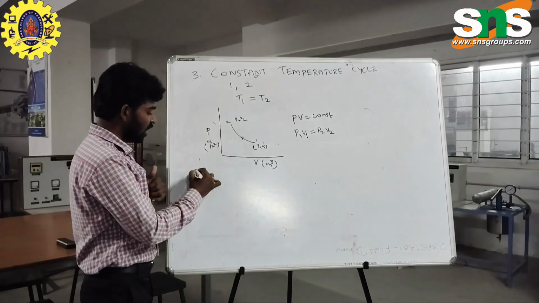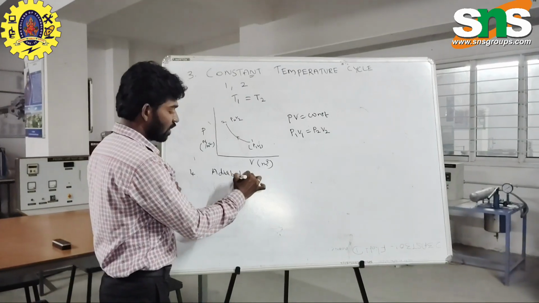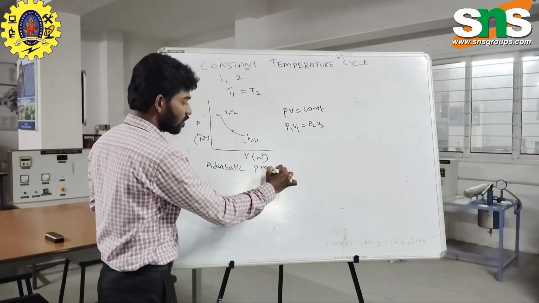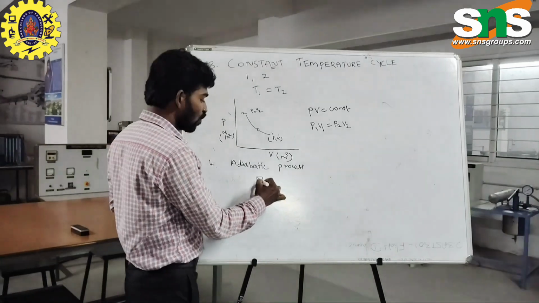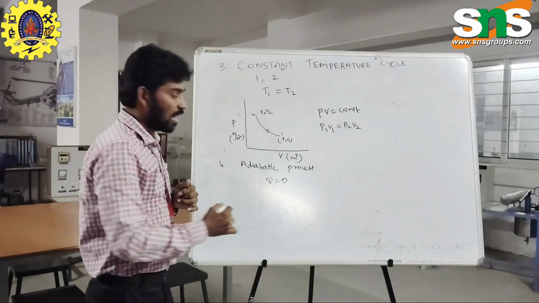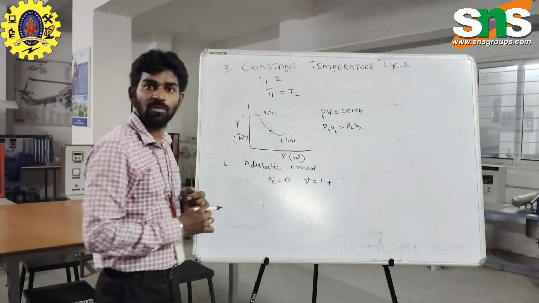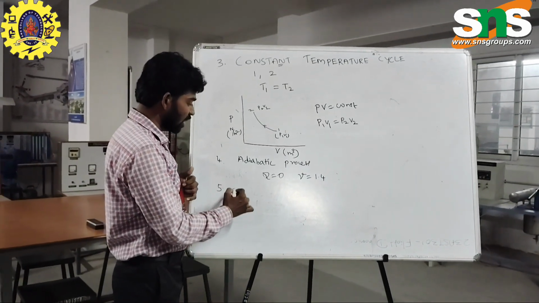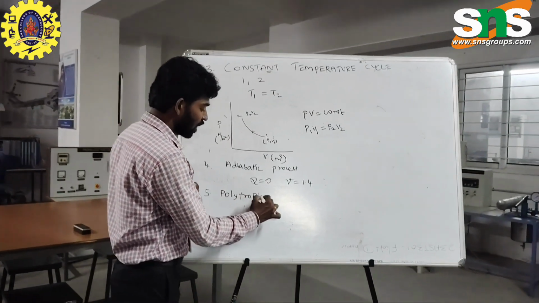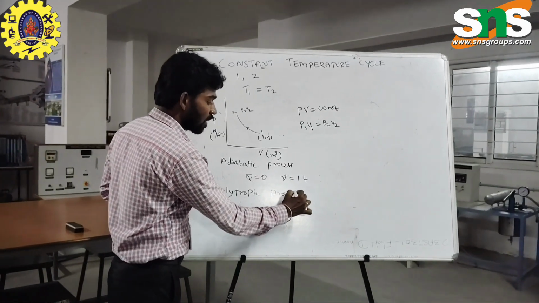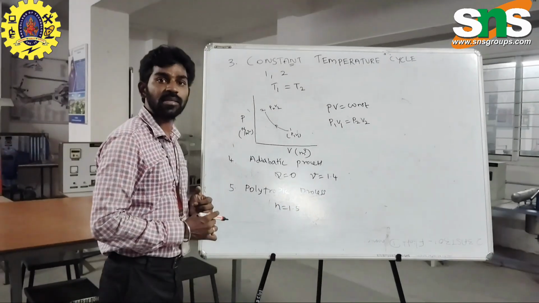Similarly, we have the adiabatic process. In this adiabatic process, the heat flow is zero, and gamma is the name of the adiabatic index, which is 1.4. The final closed cycle is the polytropic process, where n is the polytropic index, with a value of 1.5.